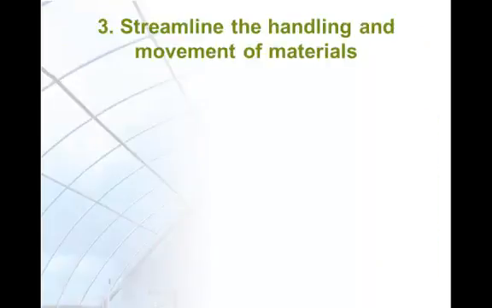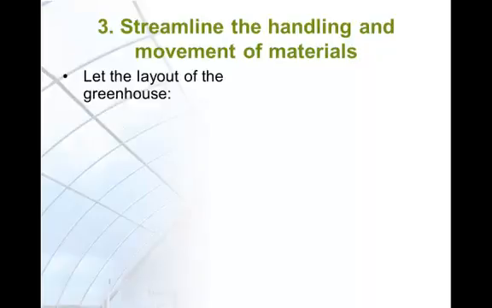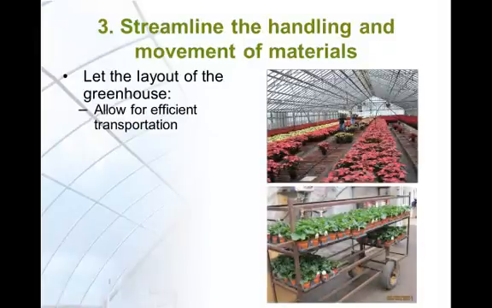The third objective is to streamline the handling and movement of materials. Let the layout of the greenhouse allow for efficient transportation. The picture in the upper left corner shows poor material flow due to the long, narrow aisles where only one worker can pass through at a time. The picture in the lower left shows a cart. Using a cart, one worker in a narrow walkway can carry more than one plant at a time, increasing transportation efficiency.